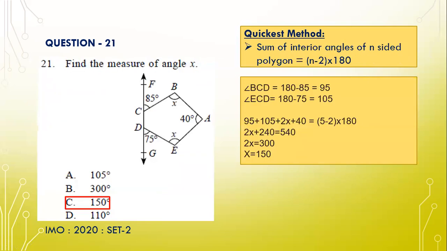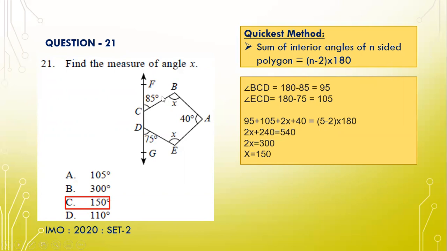Find the measure of angle x. The sum of the interior angles of this polygon is (n minus 2) into 180. How many sides does the polygon have? 1, 2, 3, 4, isn't it? Of a regular polygon, the sum of the interior angles is 180.